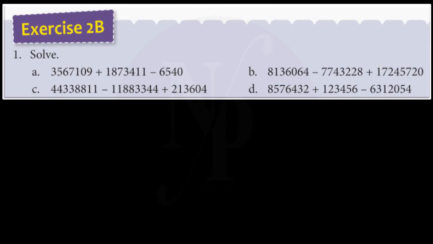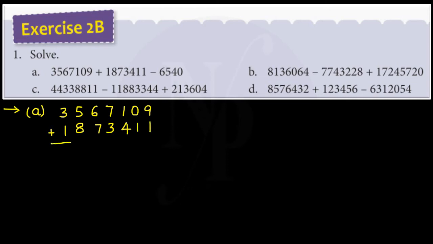Solution for A. 35 lakh 67,109 plus 18 lakhs 73,411. Let us add these numbers now.